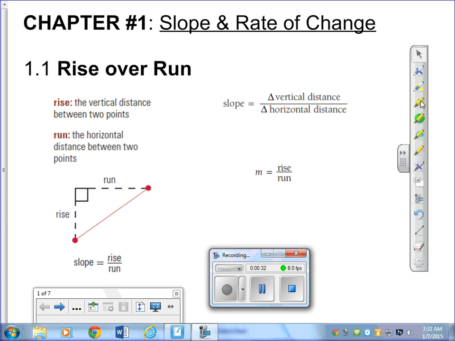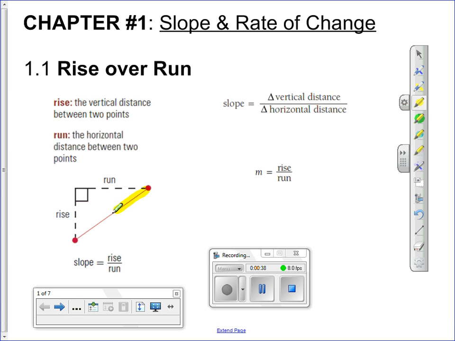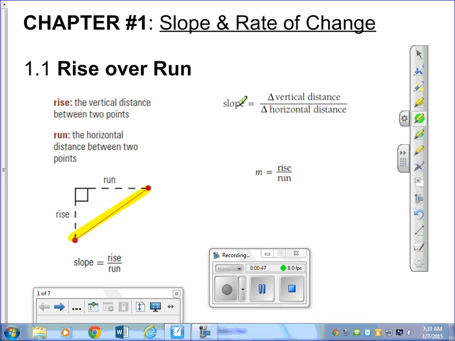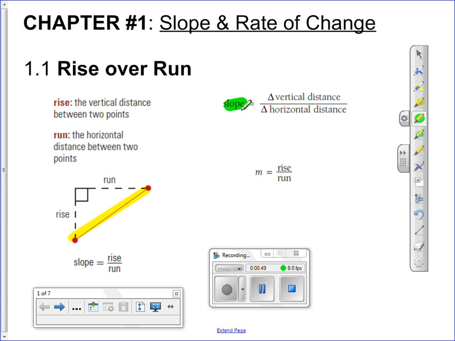Today we're going to start talking about the concept of rise over run, and it is a way to talk about the slope of a line. You can see I'm highlighting this red line that is slanted. How do we describe the slant of that line? What slope allows us to do is to provide a number that we can use to compare slants.